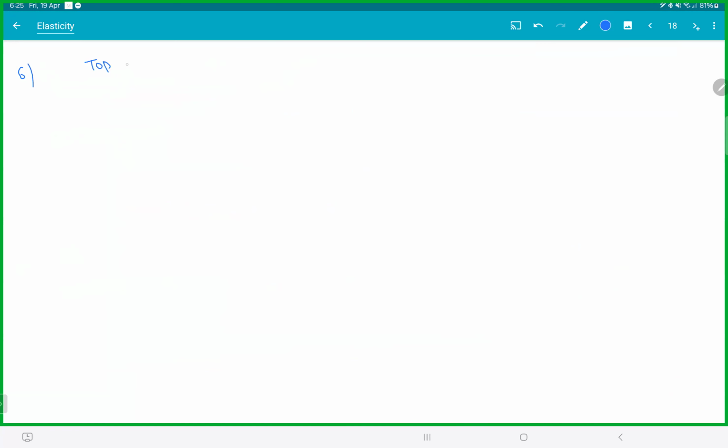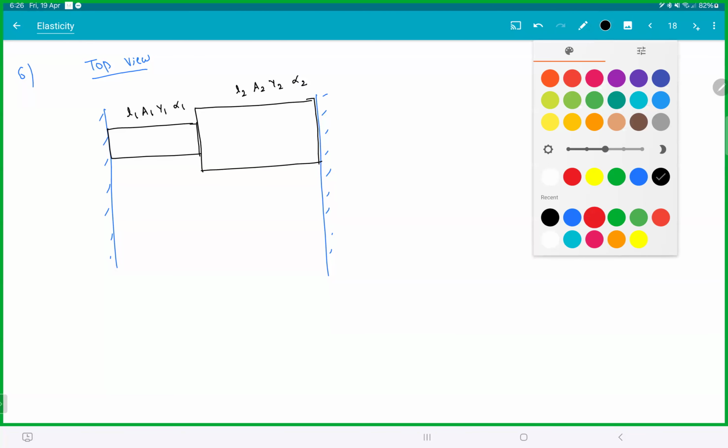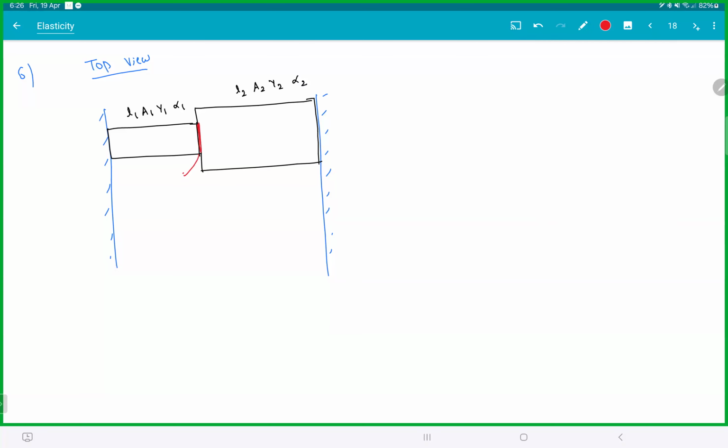Top view. So we ignore any gravity. There are two walls. You kept a rod here. You kept one more rod here. So there are two rods here. L1, A1, Y1, alpha 1. Length is L2, area A2, Young's modulus is Y2, coefficient of linear expansion alpha 2. Everything different. This is your interface.